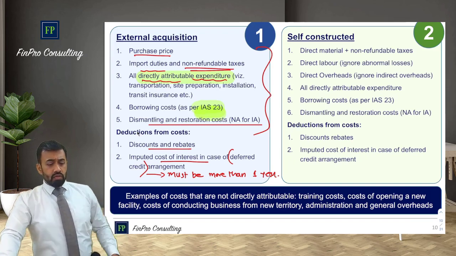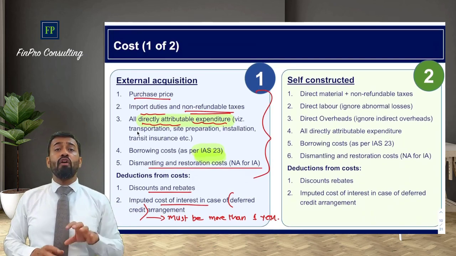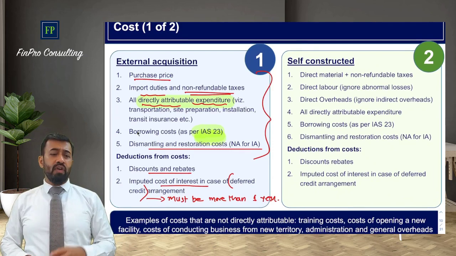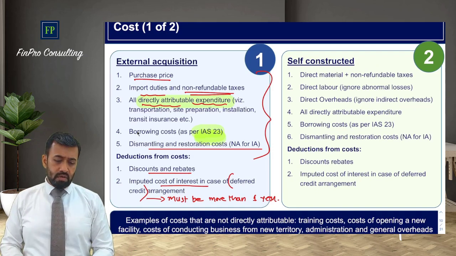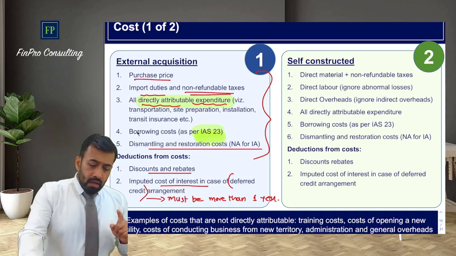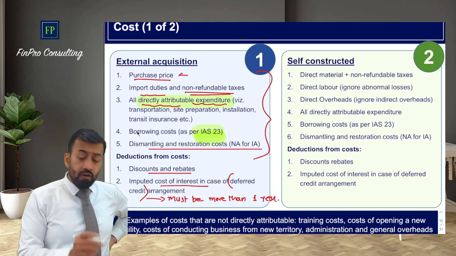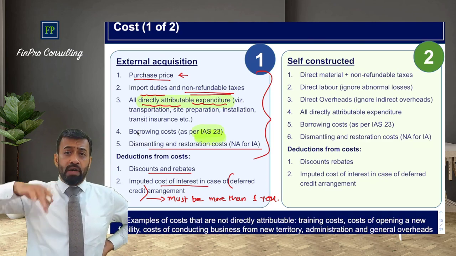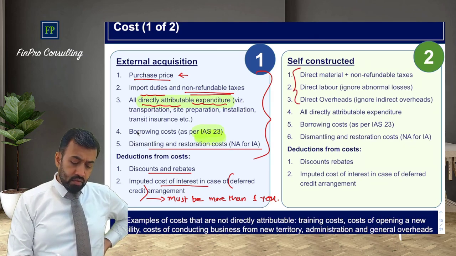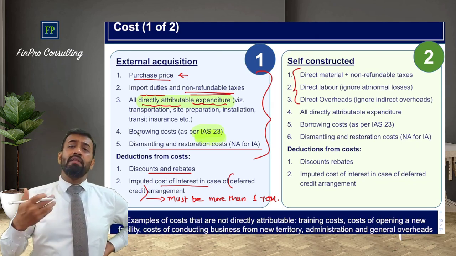Okay. So I hope you are with me on the external acquisition. What could be part of cost when it is externally acquired. Now the rest of the things become very simple and straightforward, because these things will be replicated. Second, if it is self-constructed, instead of purchase price of the asset, you will have purchase price of the raw material, you will have labor cost, you will have direct overheads. So these three things will be there if it is self-constructed: purchase of material, then labor cost, and then overhead cost.